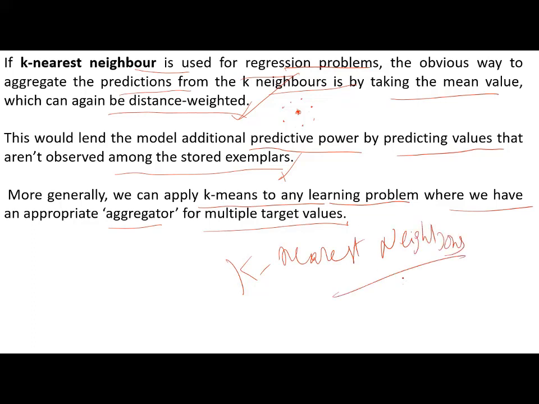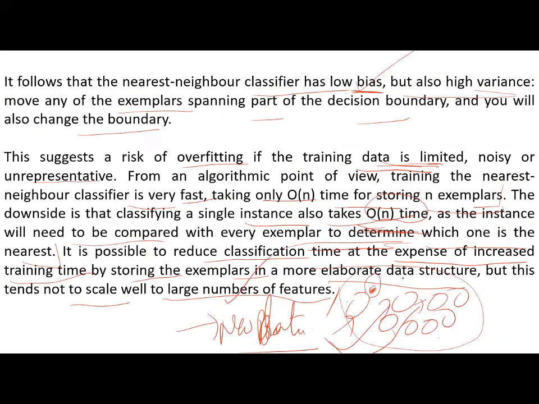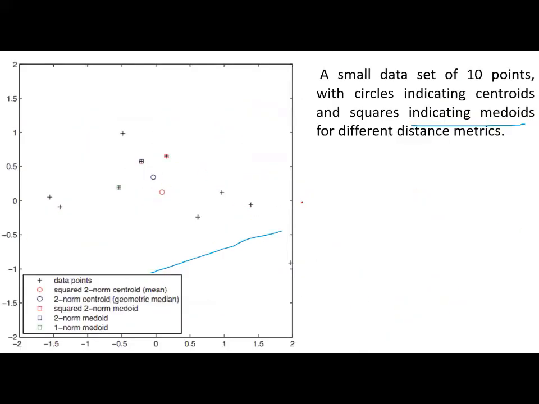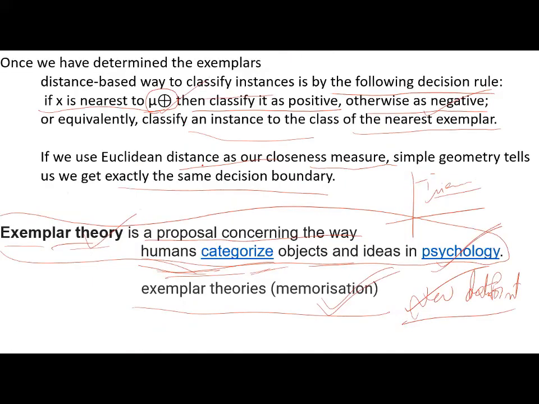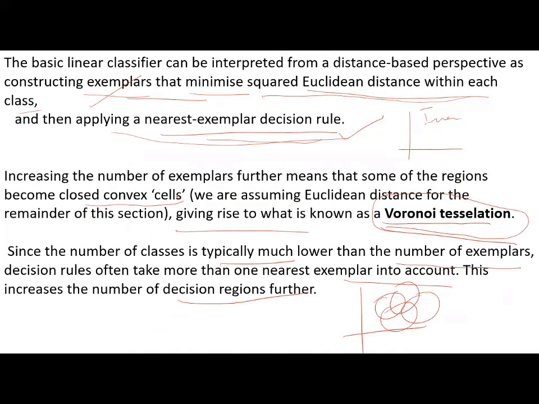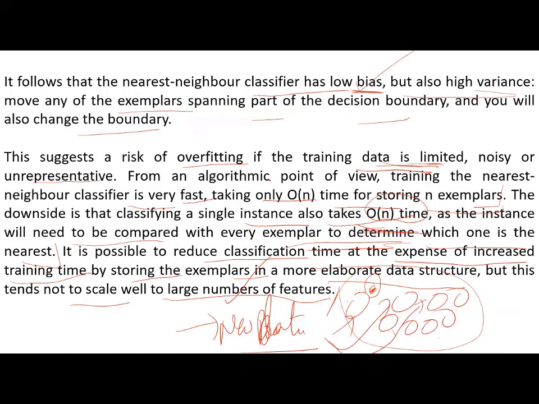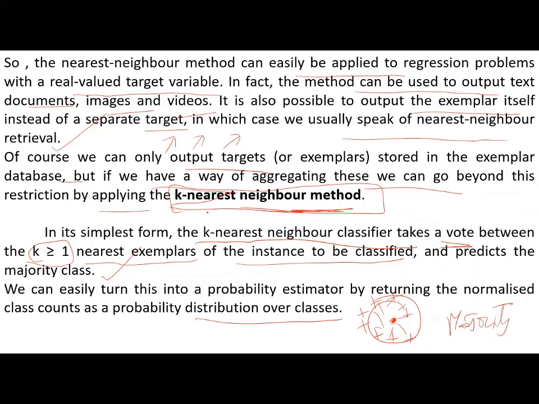Hope you understood, my dear friends. K nearest neighbor: we talked about what an exemplar is, what a centroid and a medoid are, and how a centroid looks in a space. After that, we covered Voronoi tessellation, and then nearest neighbor. What do you mean by nearest neighbor? And what are k nearest neighbors? What do you mean by K1, and what do you mean by K2? K1 is the simplest form.